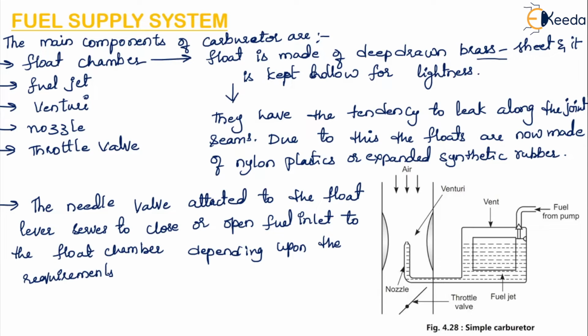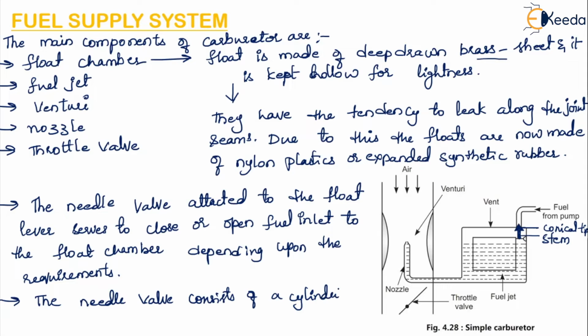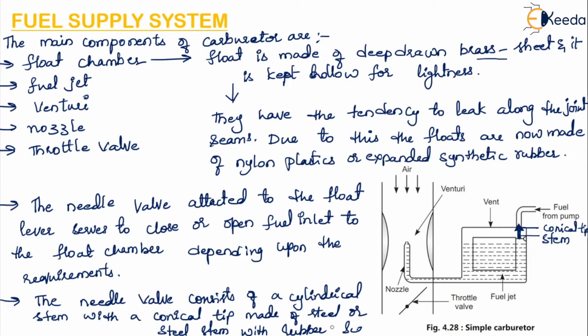This needle valve consists of a cylindrical stem with a conical tip which is made of steel, or else a solid steel stem with a rubber seat tip. Here you can see the valve: this is the stem, which is cylindrical in shape, and this is the conical tip.